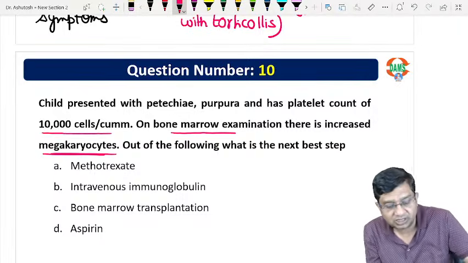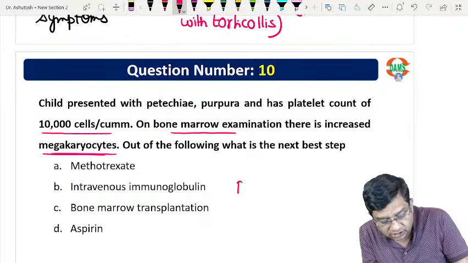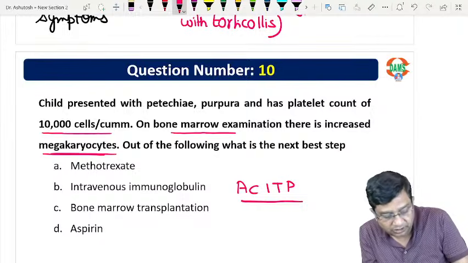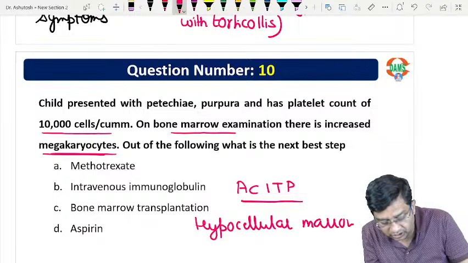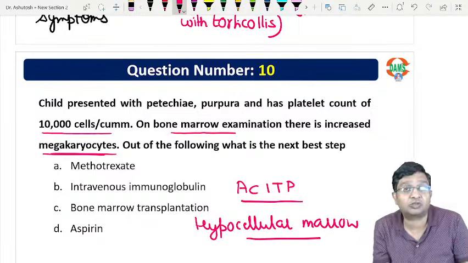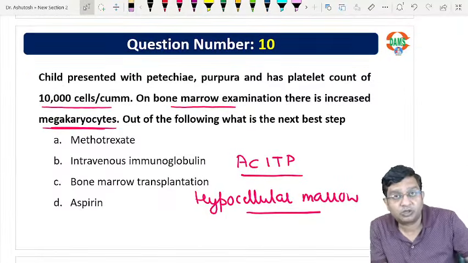So that means there is something which is destroying the platelets outside. So therefore, this is a picture of acute ITP. Remember, in acute ITP, you will never get a hypocellular marrow. You can get normal or increased number of megakaryocytes. So if there is normal or increased number of megakaryocytes, what is to be done?